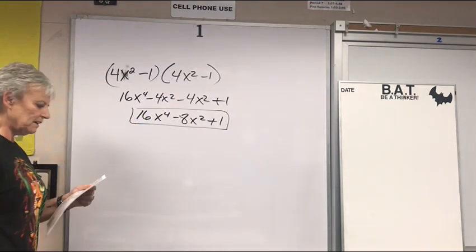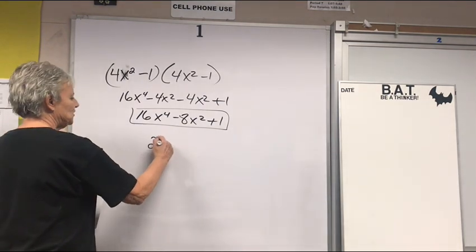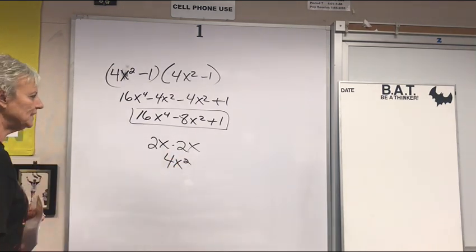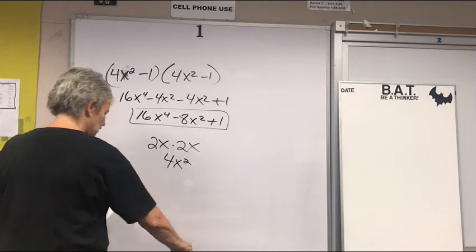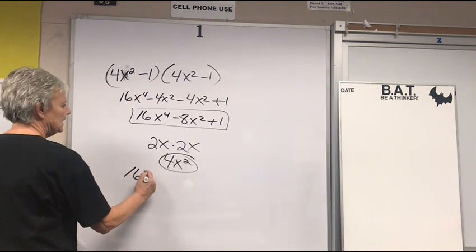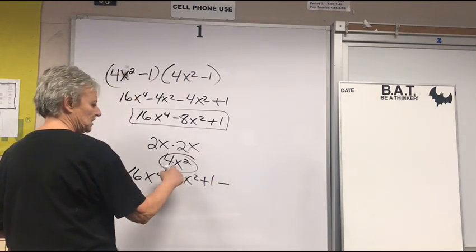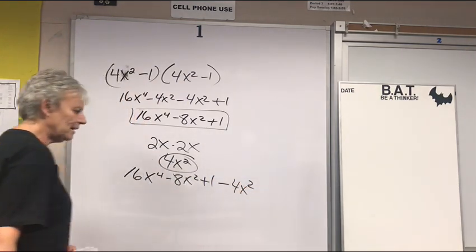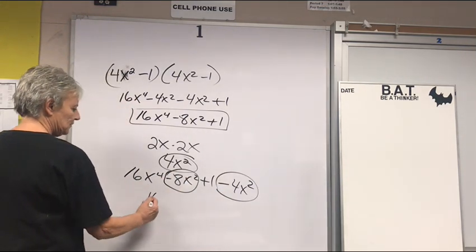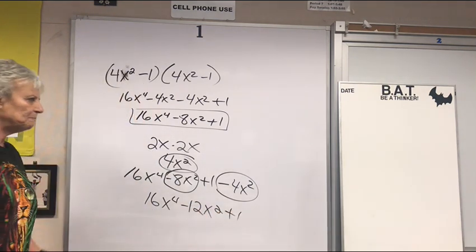right there. Then we're going to find the area of the small square. The small square is 2x times 2x. That's 4x squared. So we're going to take the large minus the small to get the area of the shaded region. Okay, so 16x to the 4th minus 8x squared plus 1 minus 4x squared. All you have left to do is add like terms. Add this one and this one. You have 16x to the 4th minus 12x squared plus 1.